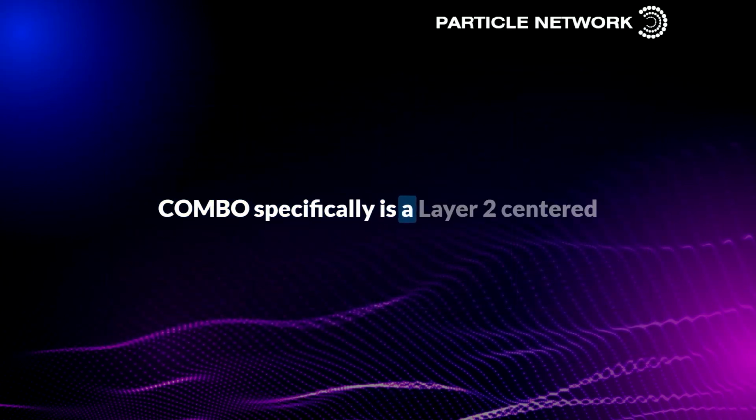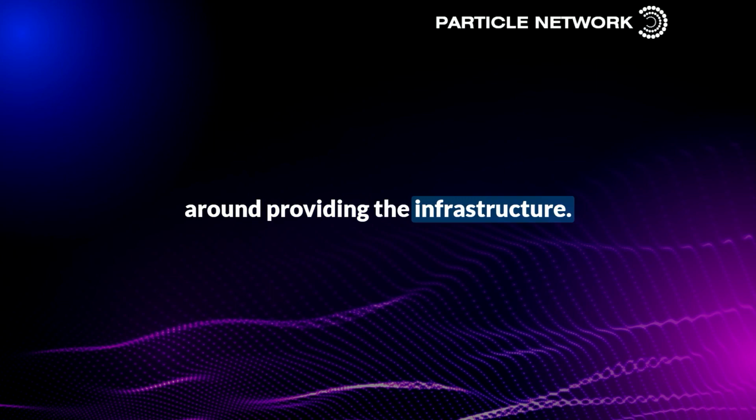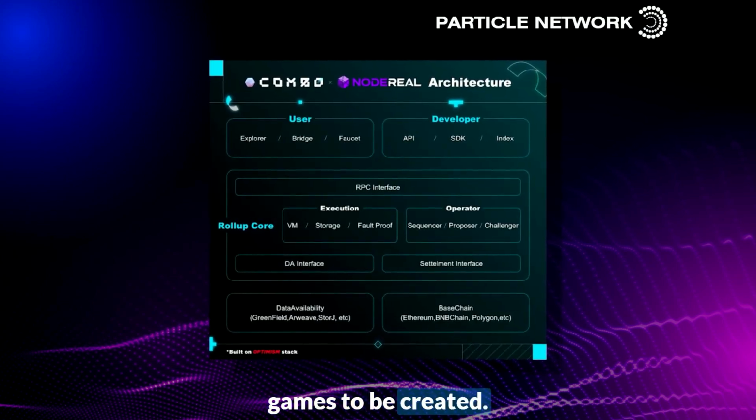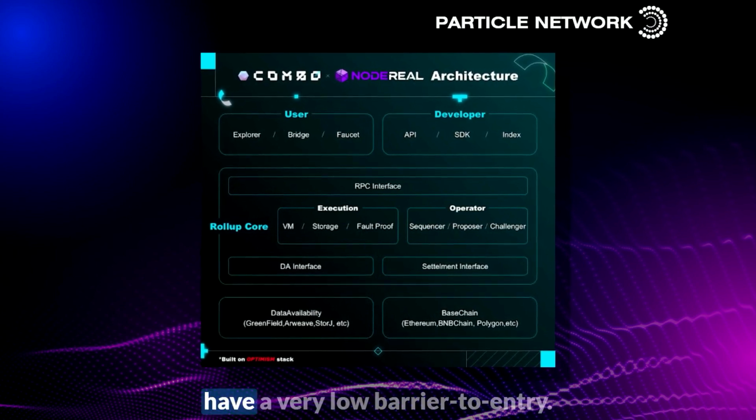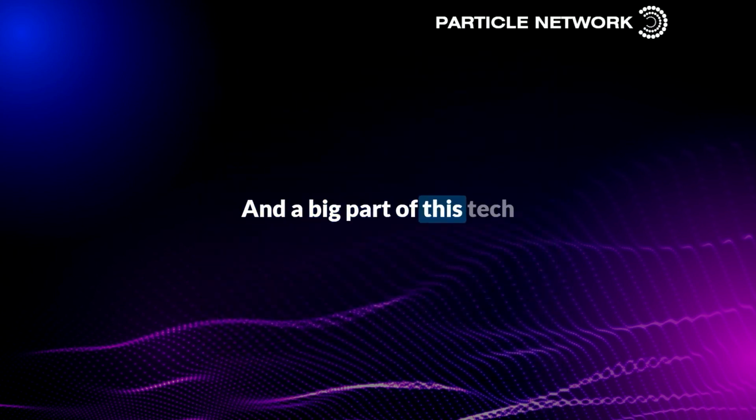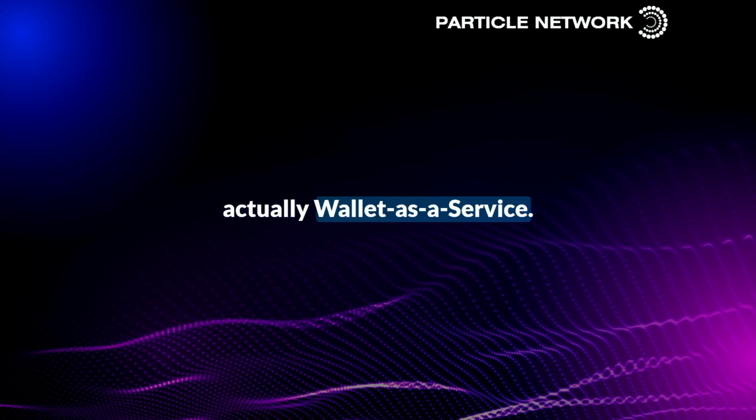Combo specifically is a layer 2, centered around providing the infrastructure for next-generation Web3 games to be created. Combo is building an open ecosystem in which developers can create games that are efficient and have a very low barrier to entry. And a big part of this tech stack for game developers is actually Wallet as a Service.